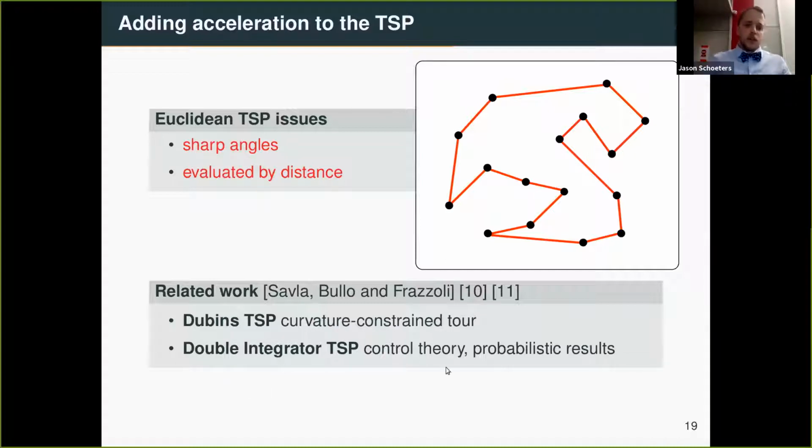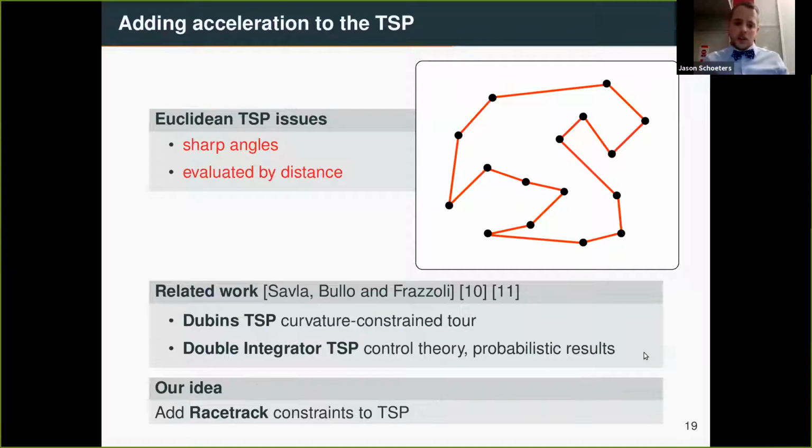And there's also double integrator TSP, which adds acceleration to the TSP. And this acceleration is added through a double integrator. And this is rather close to control theory because double integrators imply continuous time as well as continuous space. And also in their paper, they present some probabilistic results. So I say this because their paper actually complements ours pretty well in the sense that they propose probabilistic results. We like to propose some deterministic results. And also they have, as I just said, a continuous time, continuous space model, whereas we propose another model, this time discrete. So the model we propose is the racetrack constraints.